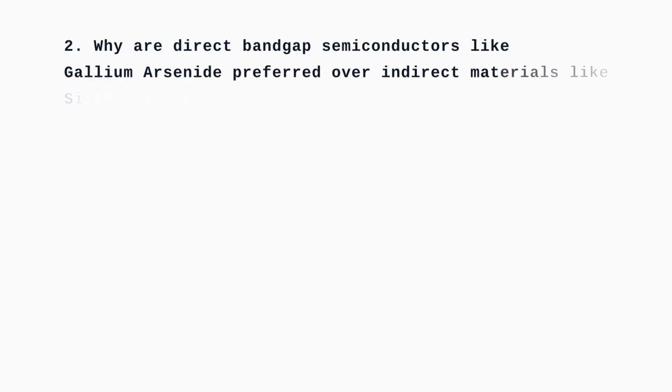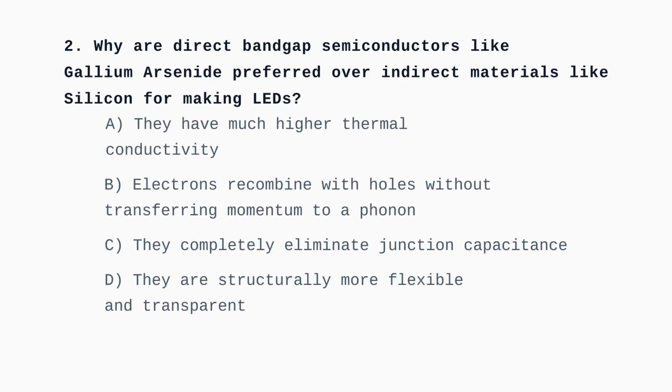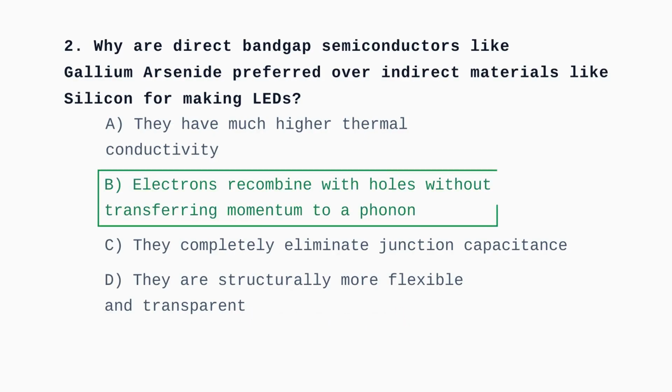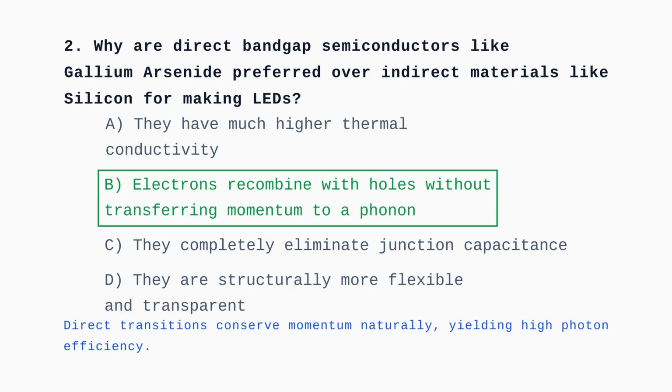Question 2. Why are direct bandgap semiconductors like gallium arsenide preferred over indirect materials like silicon for making LEDs? In direct bandgap materials, the conduction band minimum aligns with the valence band maximum. This allows carriers to recombine directly without needing a crystal lattice phonon to conserve momentum.